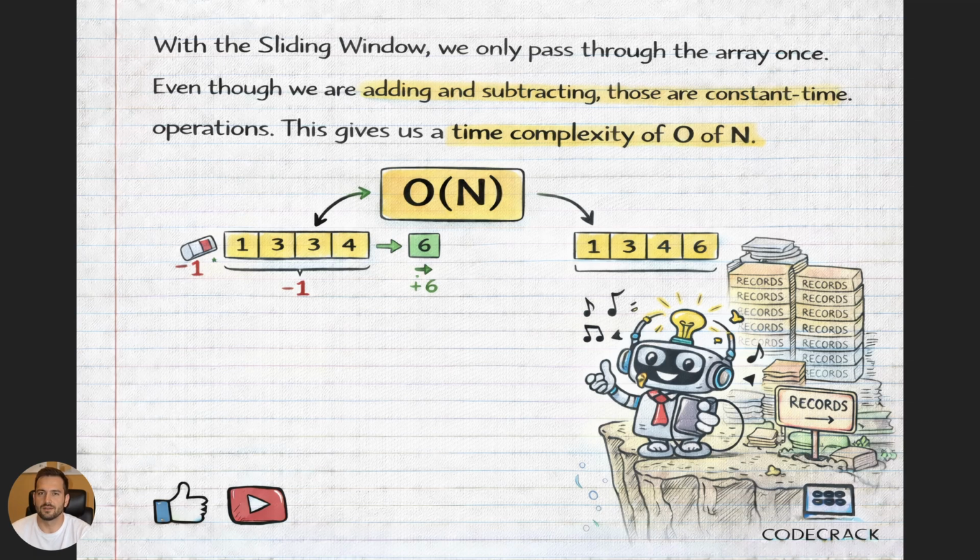With the sliding window, we only pass through the array once. Even though we are adding and subtracting, those are constant time operations. This gives us a time complexity of O of n. So to a lead engineer, hearing O of n is music to their ears because it means the code will handle 10 records or 10 million records with the same linear efficiency.